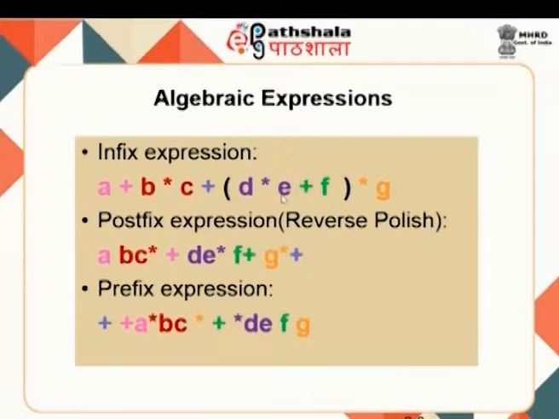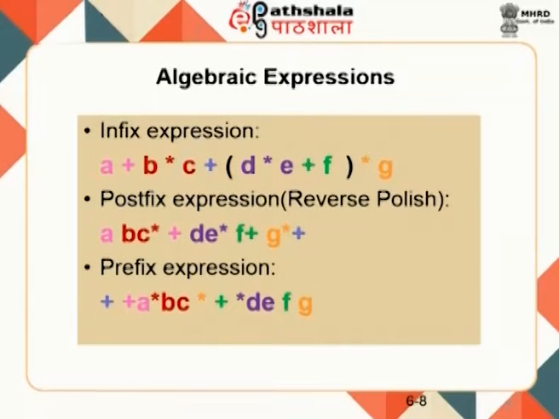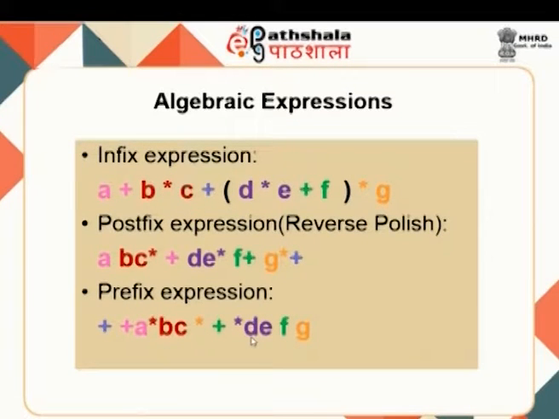So, here if you see DE is done first, then F is added to it, then BC star is done next, then this expression G star is multiplied, then A is added to this expression, and this expression is added to this expression through this plus. Now, if you are doing this, again D star E is done first, then F is added to it, then BC star is done next, then G is multiplied to this.